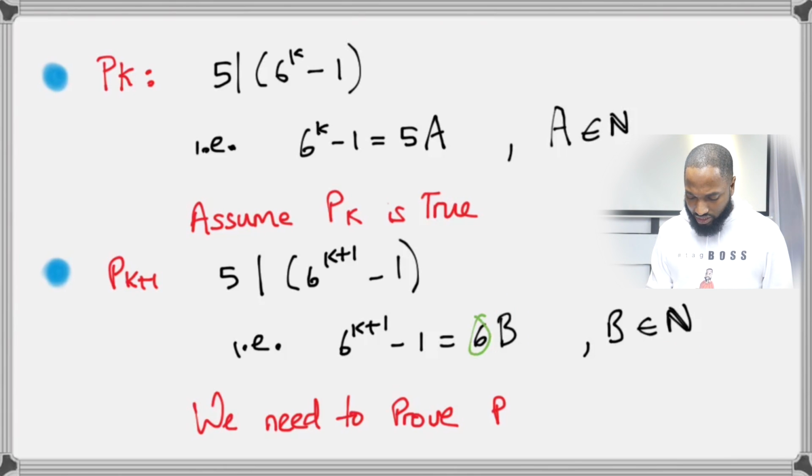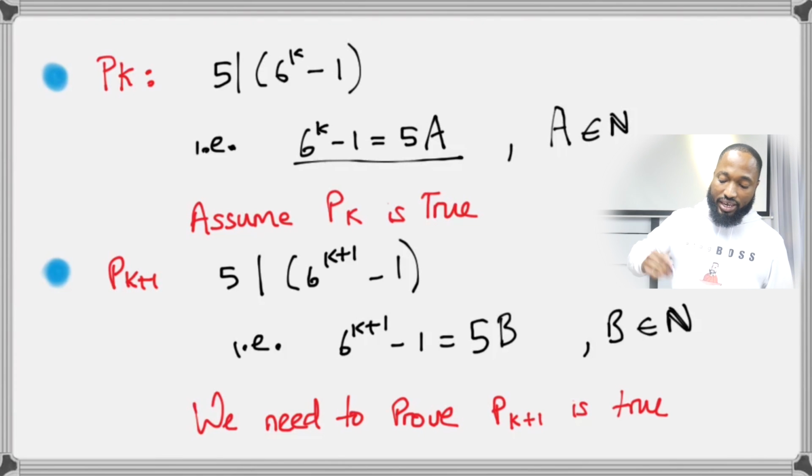Did I put 6 here? There should be 5. Boom. Because remember, we're saying 5 could go into this one as well. We're saying that if this is true, this must be true. We need to prove that. I'm going to finish that right there.